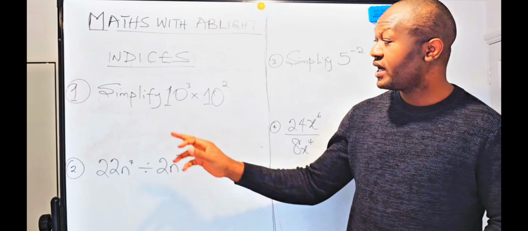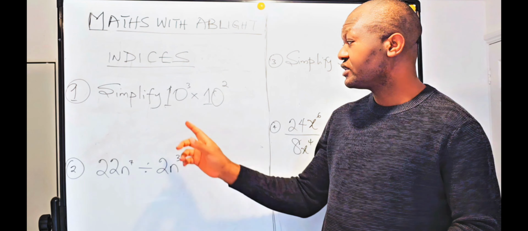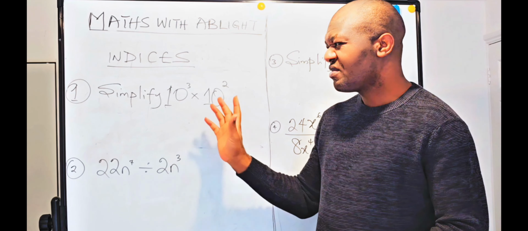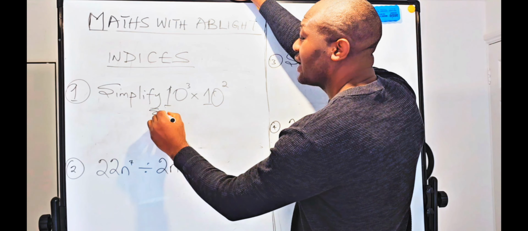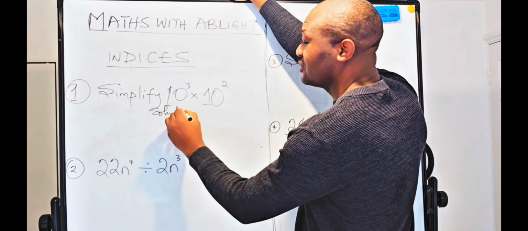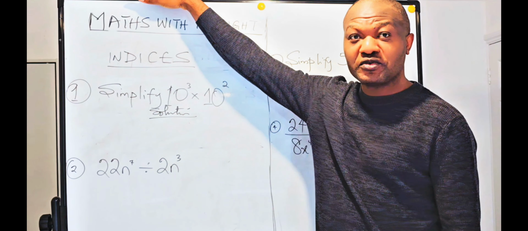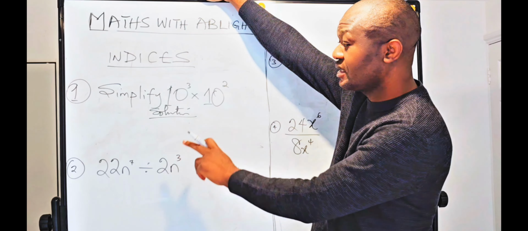We're looking at indices. Indices is basically for people in SS1, SS2, SS3, thereabout. We're asked to simplify 10 to power 3 multiplied by 10 to power 2. This is no problem at all. All you need to do is to come here and write your solution here, as shown.